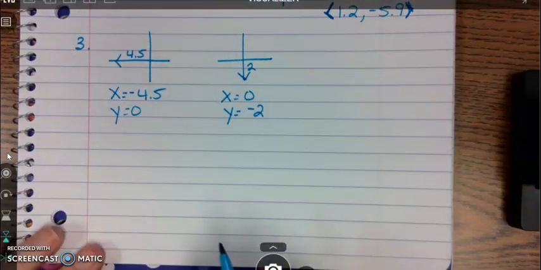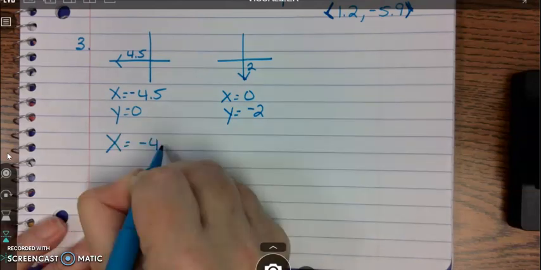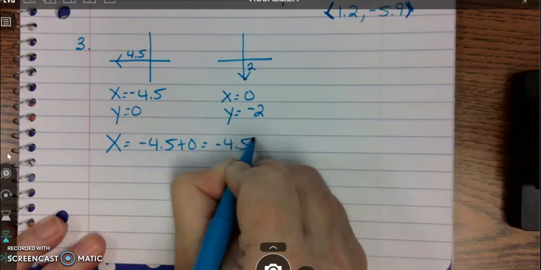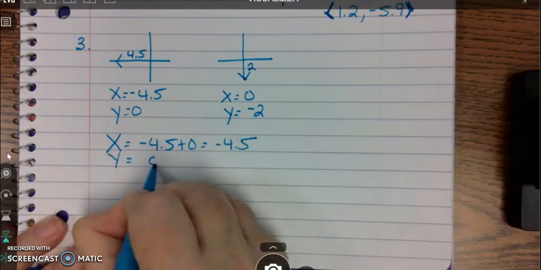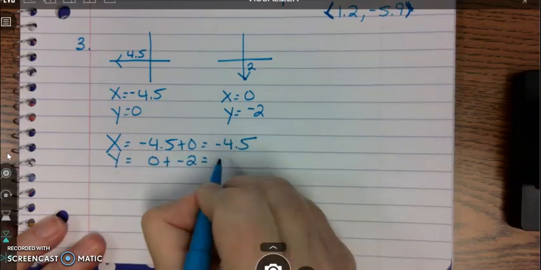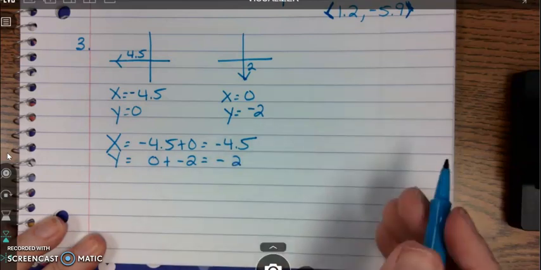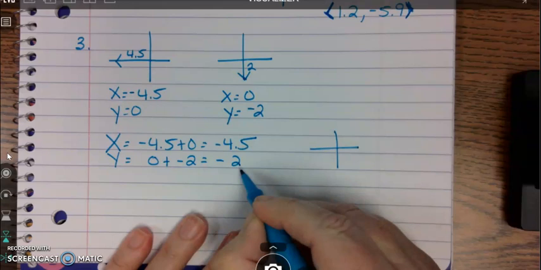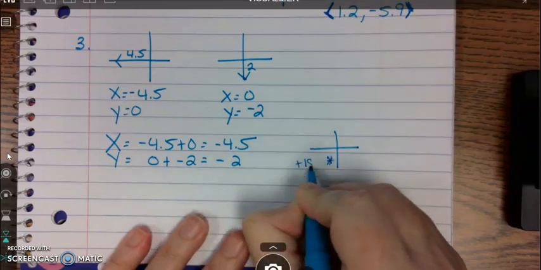Now we add our vectors. Negative 4.5 plus 0 is negative 4.5, and y is 0 plus negative 2, which is negative 2. Again, I'm going to graph this. This puts me in quadrant 3, and that tells us we have to add 180.